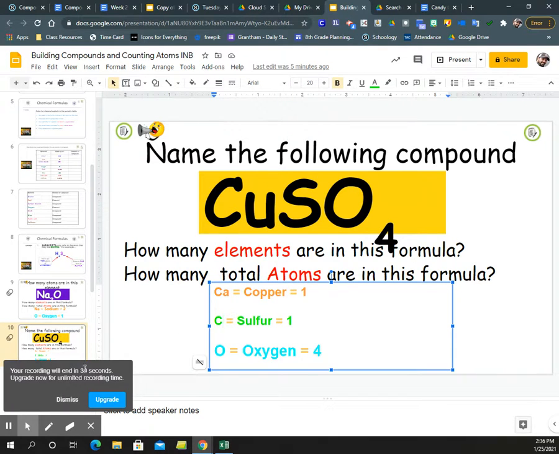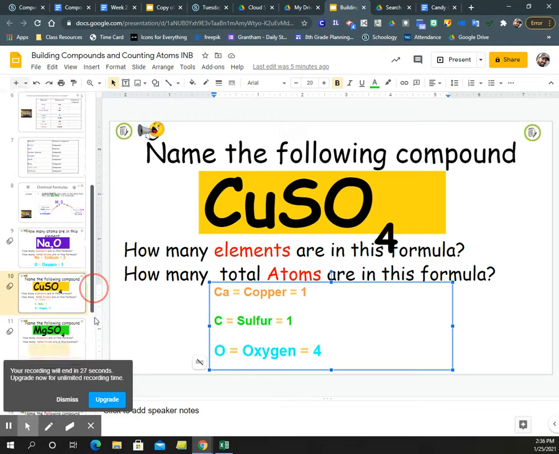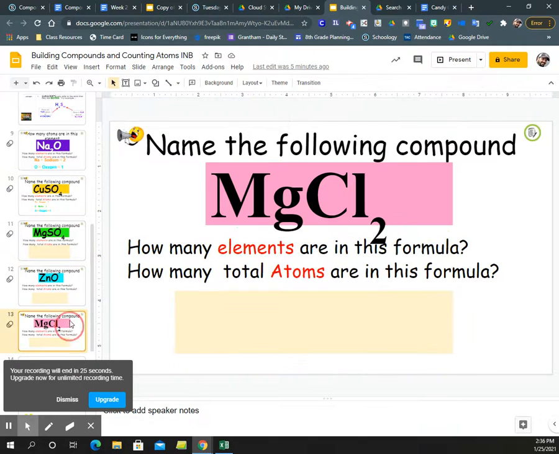I'll fix those. And then these last 3, you're going to practice yourself. You're going to write the element that you see and then write equals, and then the number is going to be how many atoms there are for that element. So do those 3 in your INB.